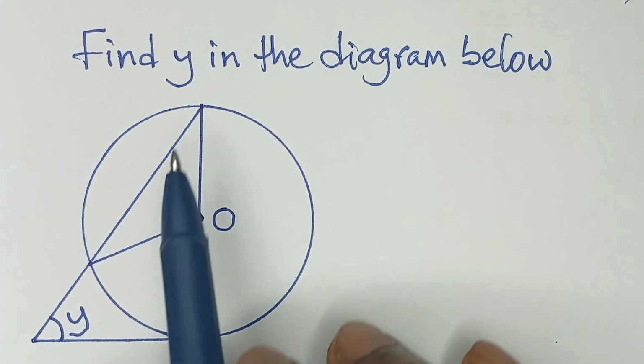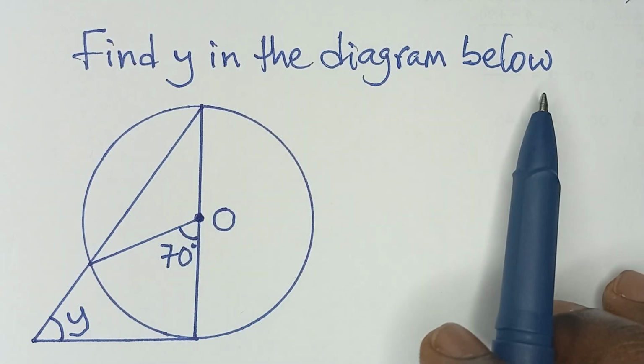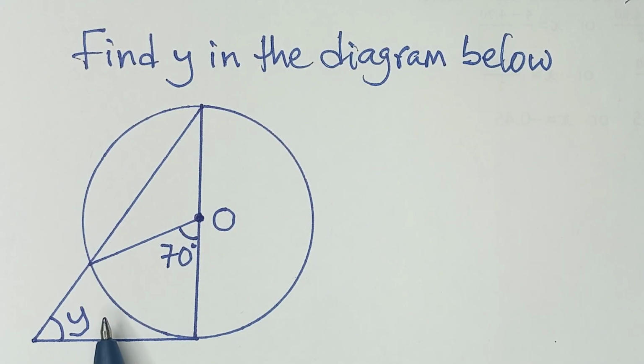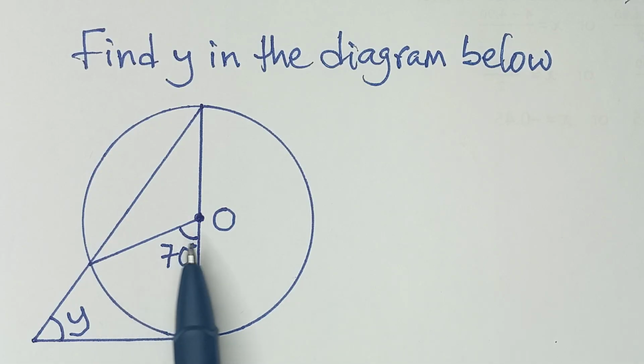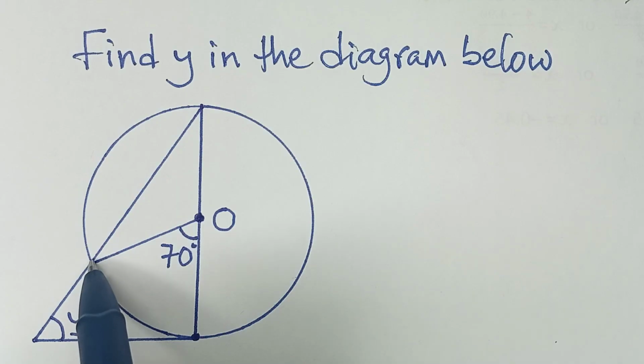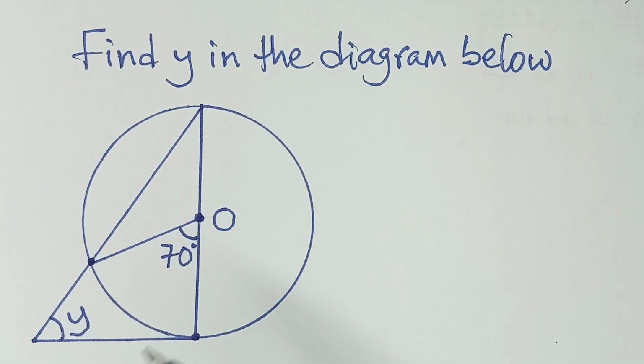Now the question here says find y in the diagram below. So for us to find the value of y, we are going to be applying some circle theorems here. Now, it is very important that you identify angle at center and angle at circumference when you have problems like this. Now, how do you do that?